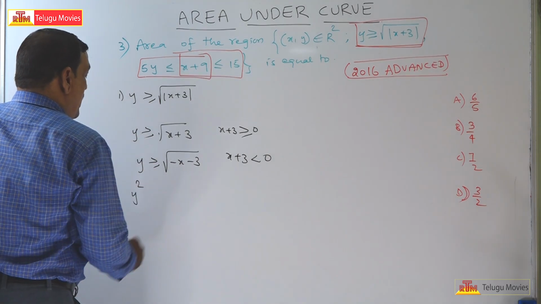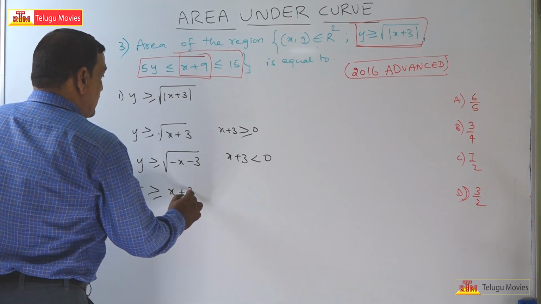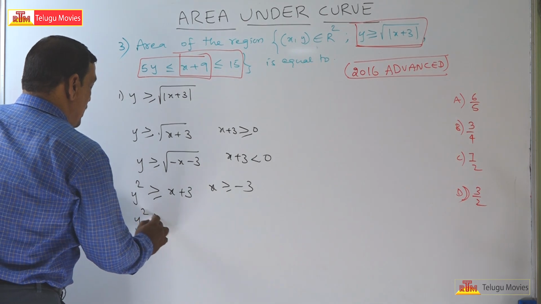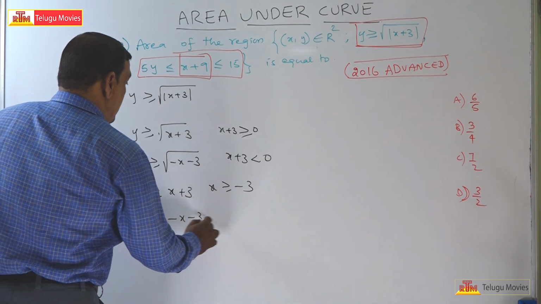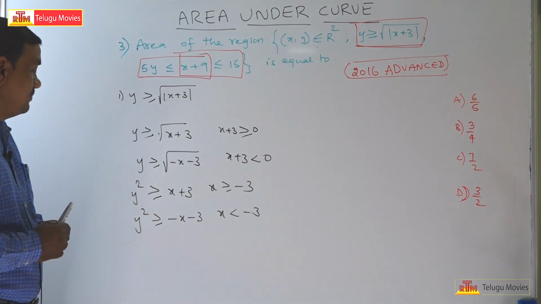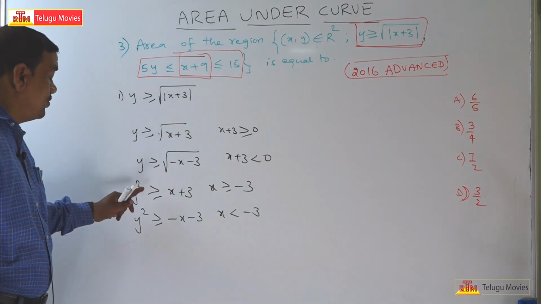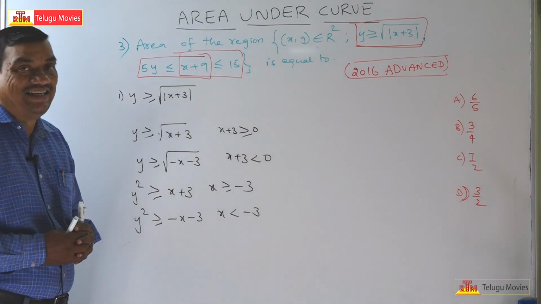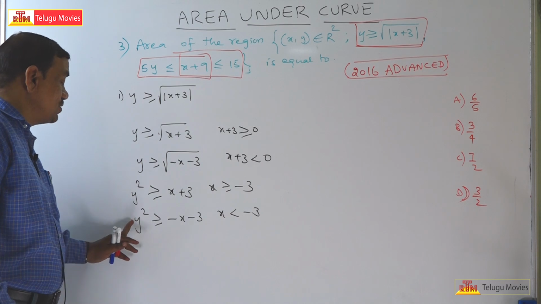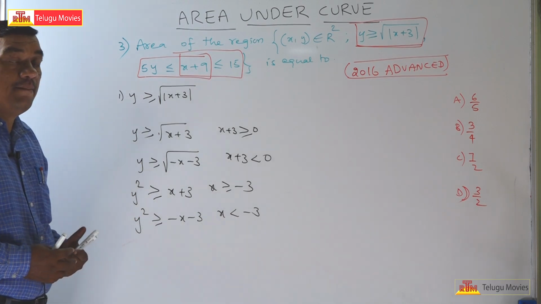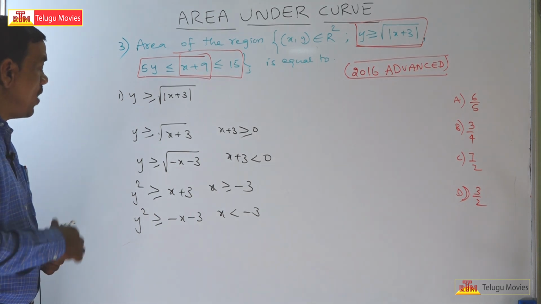This is y square is greater than or equal to x plus 3 when x is greater than or equal to minus 3. This is y square is greater than or equal to minus x minus 3 when x is less than minus 3. Understand? Now, if you observe, forgetting the greater than, y square is equal to x plus 3 is a parabola. Here also y square is equal to minus x minus 3 is also a parabola.